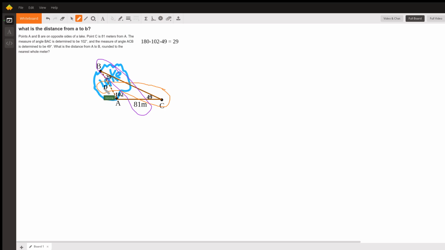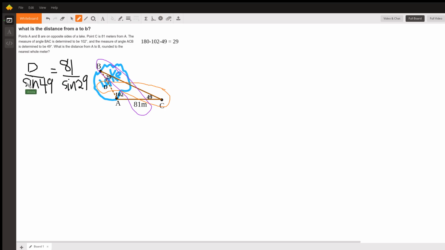And because we want to find D, I'm going to put that on top, and it's going to be divided by the sine of the angle opposite. So it's going to be divided by the sine of 49. And then that's going to equal the same ratio as this one where we know all the information. So we'll put the 81 on top, and across from that is an angle of 29. So we do the sine of 29.